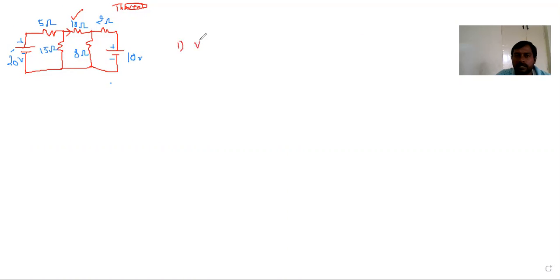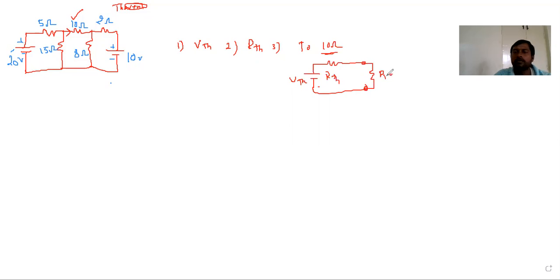First, finding VThevenin. Second, finding RThevenin. Third, merging RThevenin and VThevenin to the 10 ohm resistor. So it is nothing but VThevenin and RThevenin in series, and these two are connected between a resistor or a load where we want to find the current. So this is the final stage.